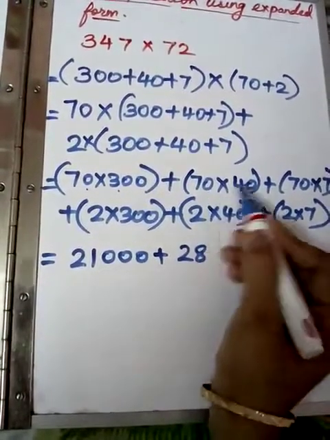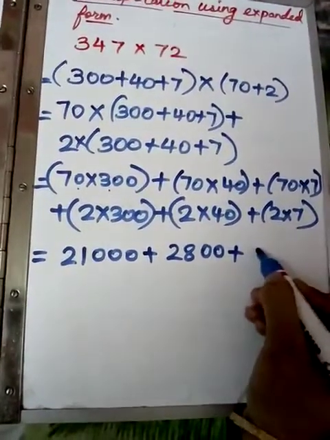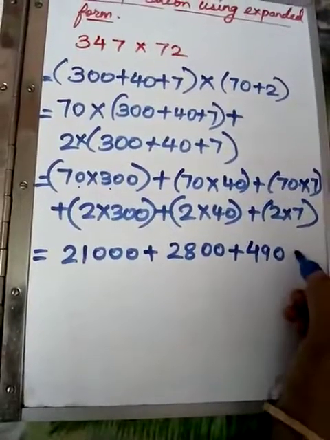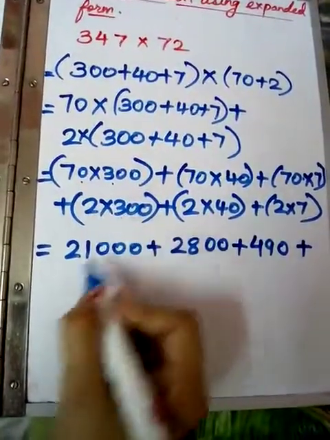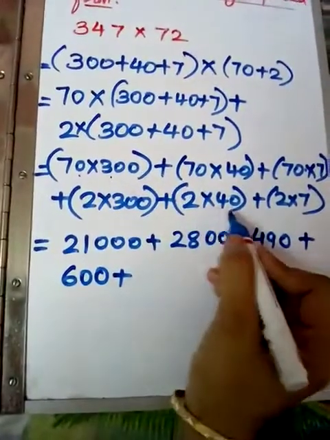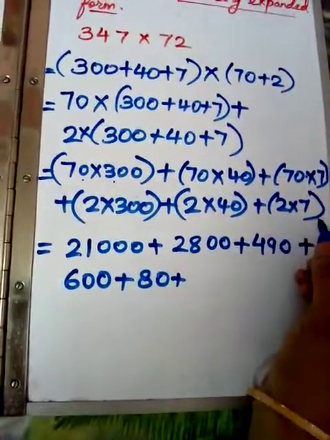How many zeros left? 1, 2. Place them at the end. 7 7s are 49. How many zeros? 1. So I have placed it. 2 3s are 6. 2 zeros. 2 4s are 8 and then a 0, and 2 7s are 14.